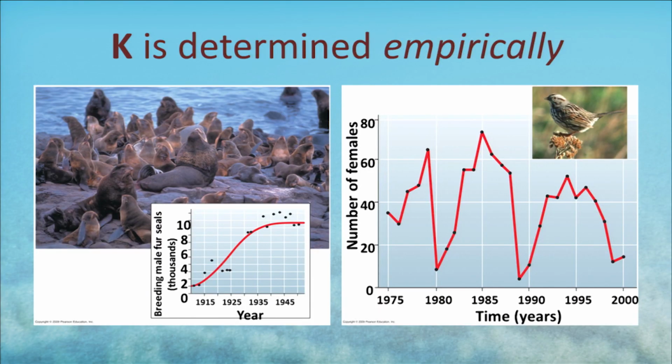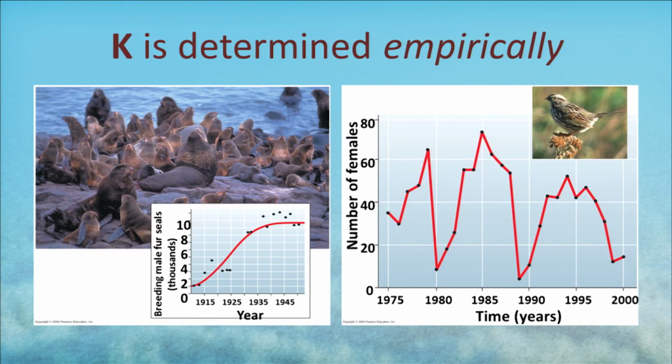Interestingly enough, we can't really predict what the carrying capacity for any given species will be. Instead, we have to look at long-term population data and try to determine it empirically. That means we look at data and make an inference rather than predict something ahead of time. So we're going to take a look at 2 examples here.